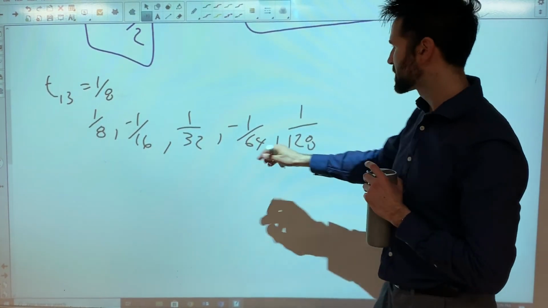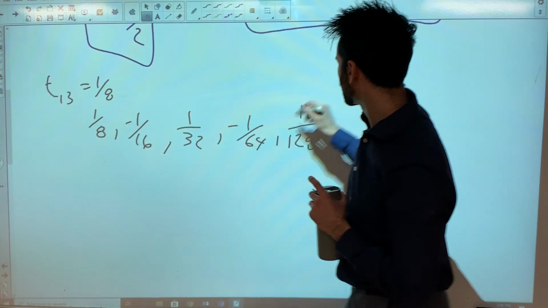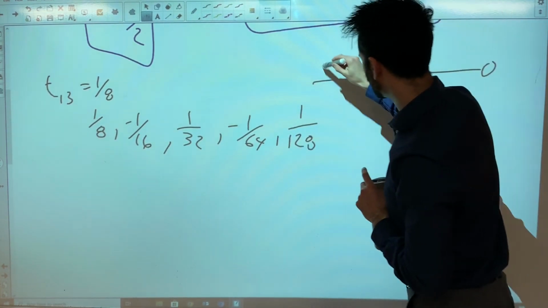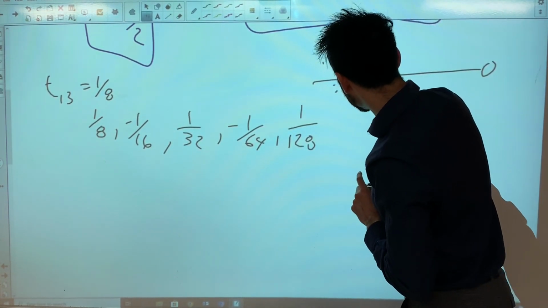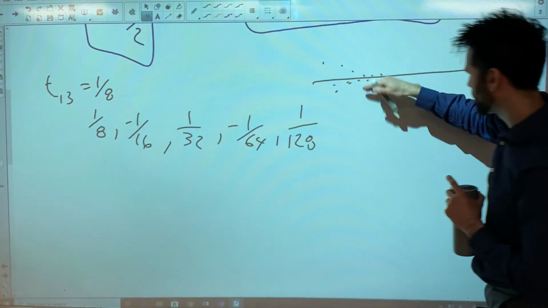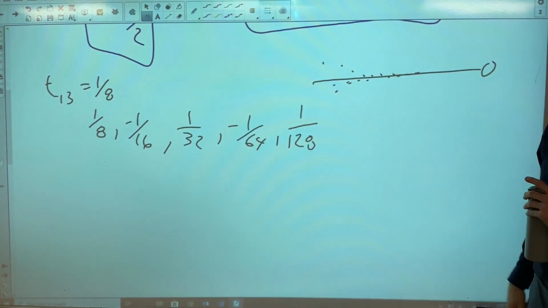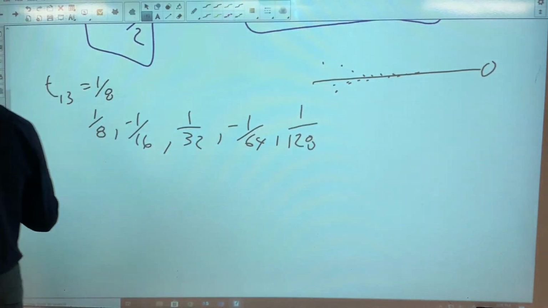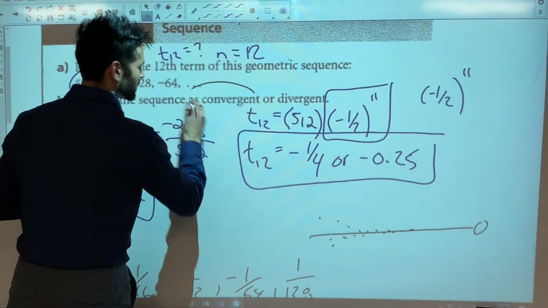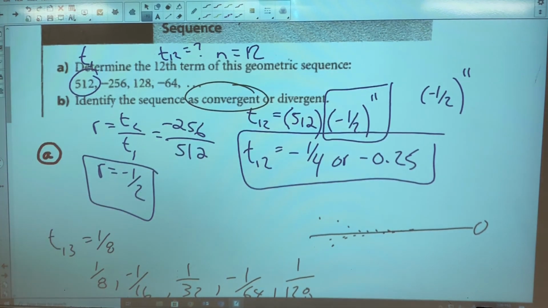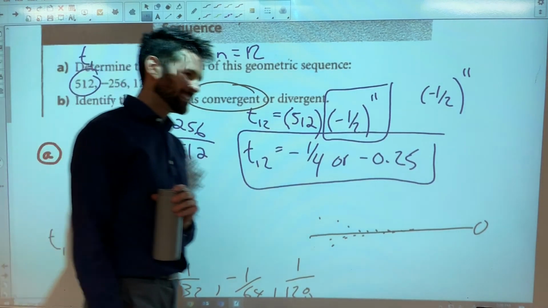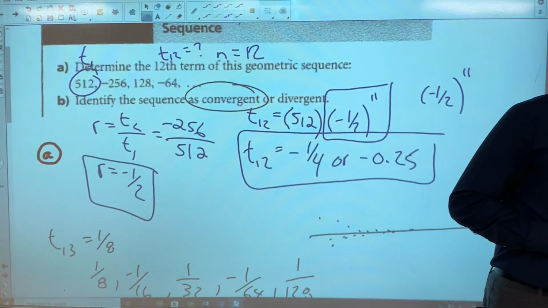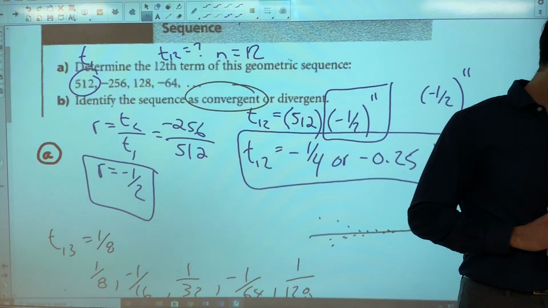So what's happening is you're alternating above and below 0. If this is 0, you're going to go like this, like that. You're going to go always closer and closer. So you're just alternating sign, but ultimately you're getting closer and closer to 0. Do you see that? Perfect. So it's convergent. You would just say it's convergent because it's getting closer and closer to 0. And how do we get the answer? We literally had to think about it. And thinking sucks. It's hard. But that's how you get the answer.